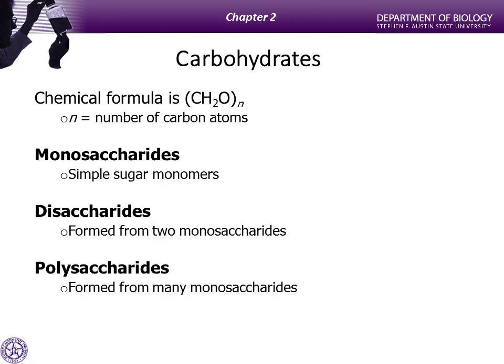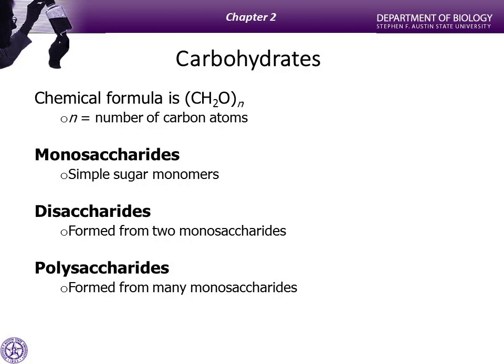Monomers into polymers, just like we saw with amino acids into proteins, nucleotides into nucleic acids. Now our carbohydrates are going to be assembled, and their monomer is called a monosaccharide. That's nice that they did that. Monomer, mono. Saccharide means sugar.